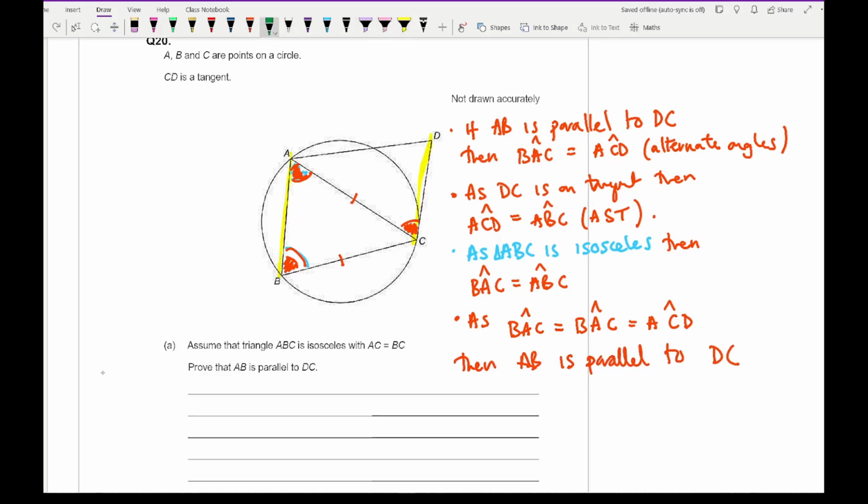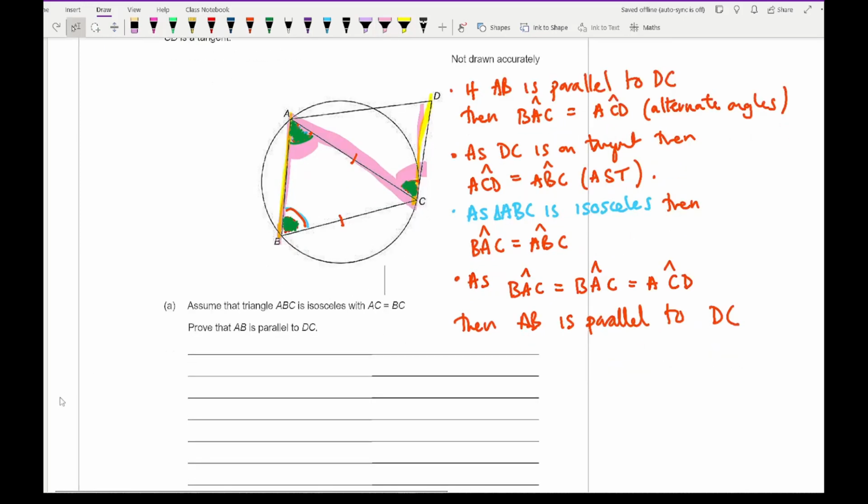What we've done is we've proved that this angle here is the same as this angle here because of the alternate segment theorem. Now because ABC is an isosceles triangle, this angle here is going to be the same. So all these green angles are the same. Now what you've got to remember is that if AB and DC are parallel, then we should have a Z angle, in which this angle here needs to be the same as this angle here, which we have gone on to prove is the case.